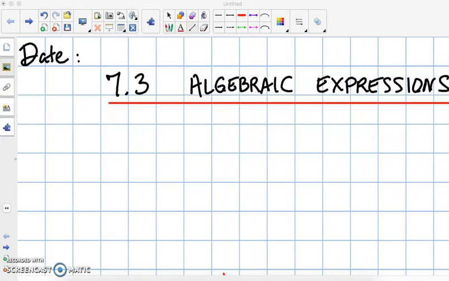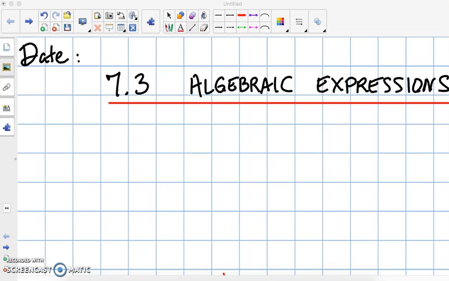Okay. This is lesson 7.3 on algebraic expressions. Before watching the recording, please make sure that you have a graph sheet of paper with you, a pencil, and perhaps a different colored pen and a highlighter. If you need to pause the recording to grab those items, please feel free to do so.